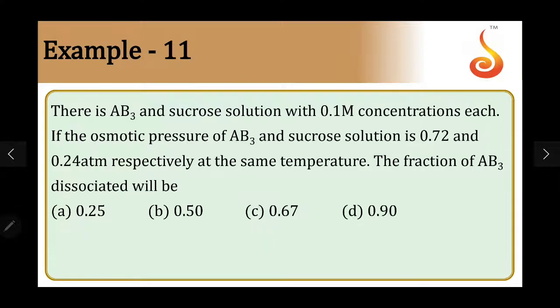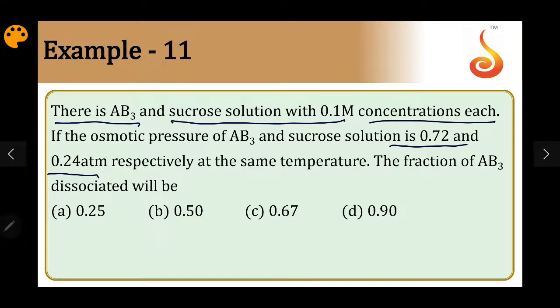Example 11. The salt AB3 and sucrose solution, both at 0.1 molar concentration, have osmotic pressure of 0.72 and 0.24 respectively at the same temperature, which is not given. The fraction of AB3 dissociated will be, AB3 is an electrolyte which is undergoing dissociation. So I have to take the temperature as constant and get the two osmotic pressure values and find the I value. So we'll go to solution.